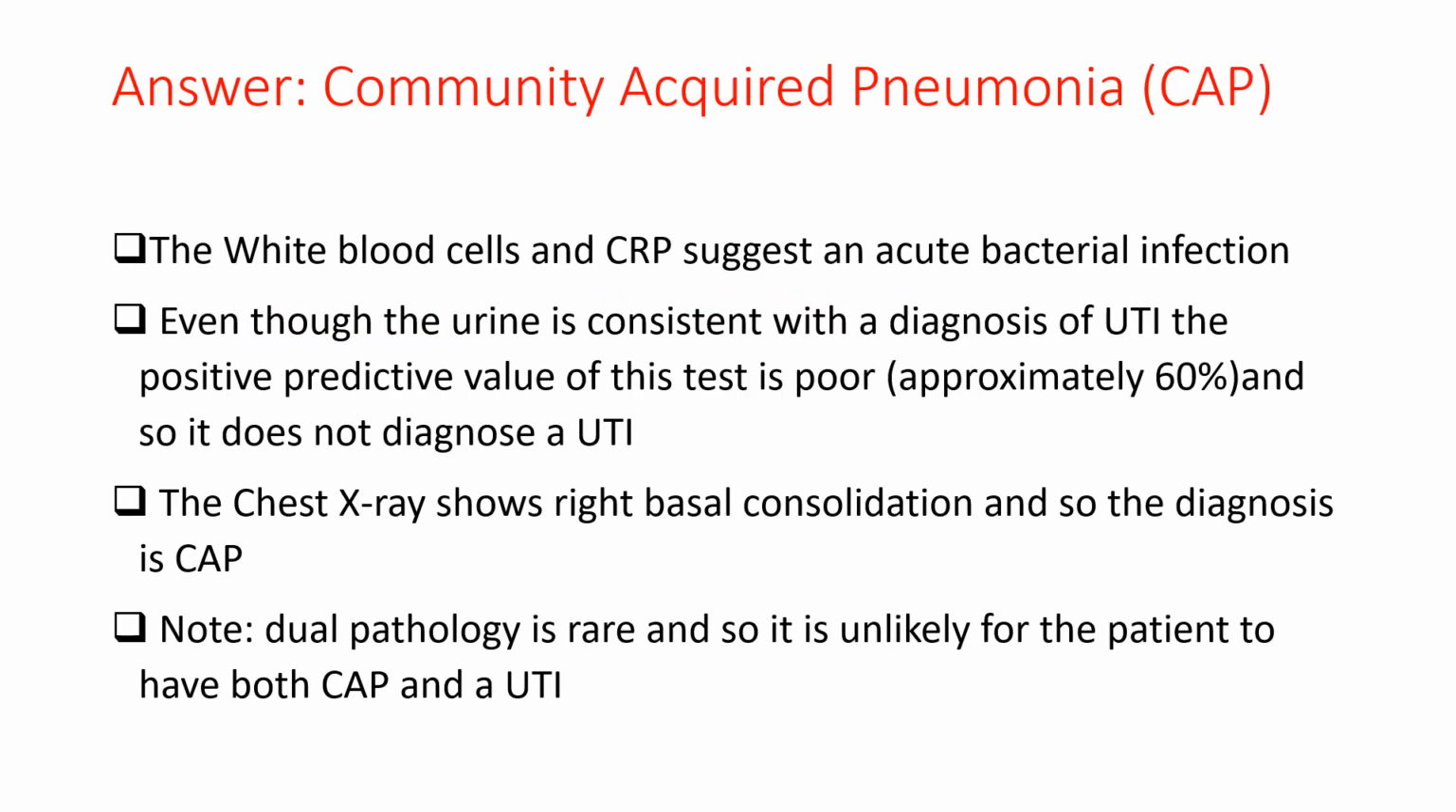Why not UTI? Chest X-ray showed right basal consolidation, so the diagnosis is community acquired pneumonia. Dual pathology is very rare, so it is unlikely for the patient to have both pneumonia and UTI. Even though the urine was consistent with a diagnosis of UTI, the positive predictive value of this test, that is the dipstick test, is very poor, and so does not diagnose UTI. WBC suggested an acute bacterial infection, hence the diagnosis of community acquired pneumonia.